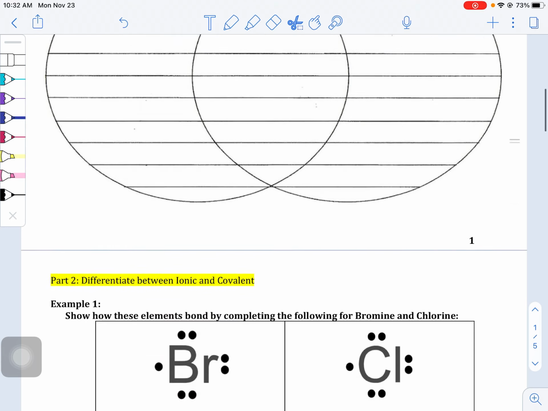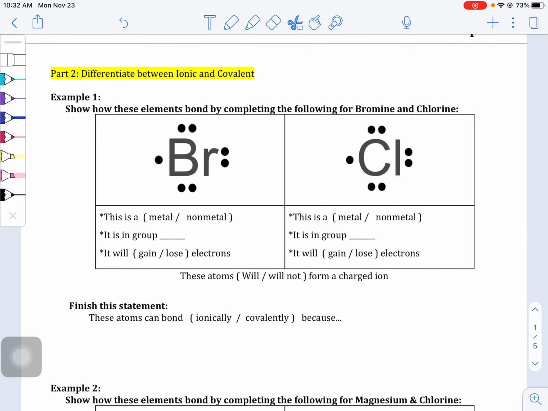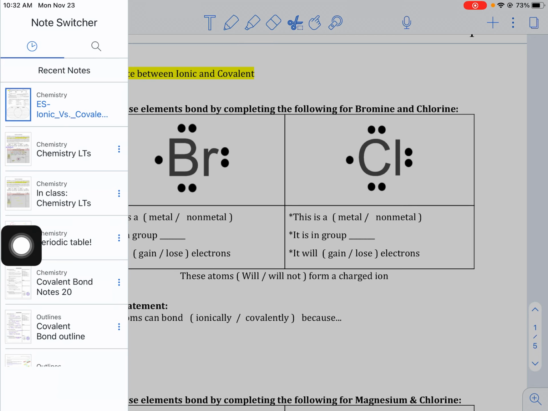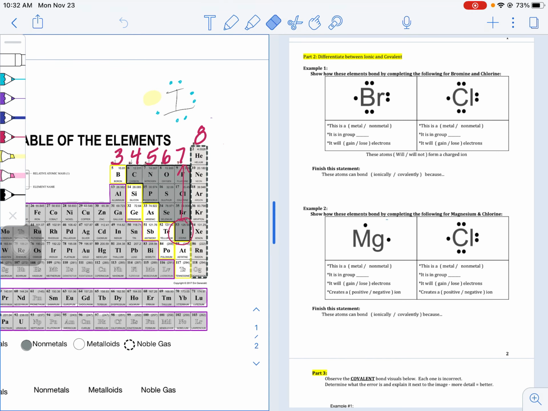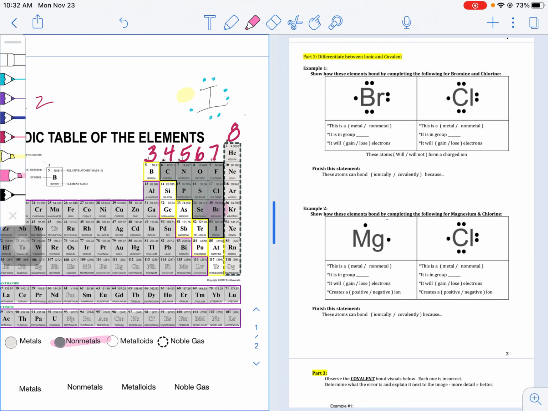Okay, we are going to focus right now on this part 2. So just looking at how to set up both the bonds. Here we have two examples of elements. We have bromine and chlorine. Looking at your periodic table, we should be able to decide if this is a metal or a non-metal. So I'm going to pull this up so we can see it together. Got a few notes on here from last time. But bromine is here in this dark category. That means it is a non-metal.